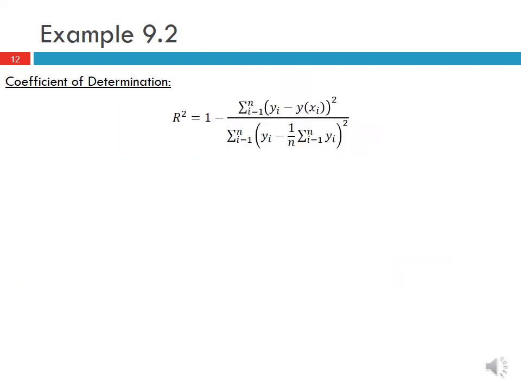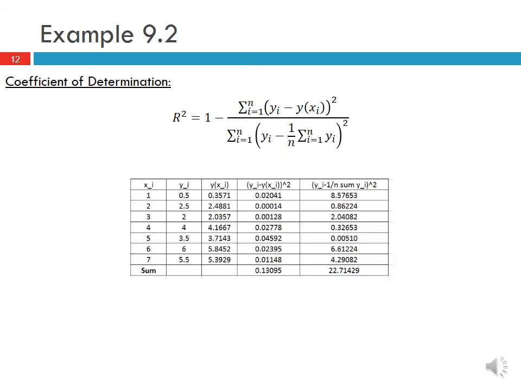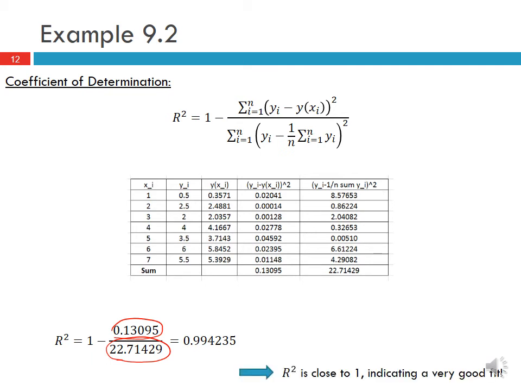So now we can calculate the coefficient of determination, and again we use the same definition that we did for the linear model in section 9.2. So we can set this up again using Excel with the quantities shown here and calculate our r squared. So r squared is equal to 1 minus 0.13095 divided by 22.71429. So again, this is our residual sum of the squares, and this is our total sum of the squares. So r squared is 1 minus that ratio, which in this case is 0.994235. So r squared is very close to 1, which indicates that it is a very good fit, as we saw from the plot of the data.